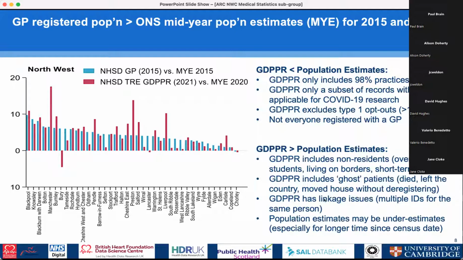We also know that it's got linkage issues in the primary care data. So it's very likely that we do have multiple IDs for the same person. And we should also note that the population estimates might be underestimated, especially for the longer time since the last census date.